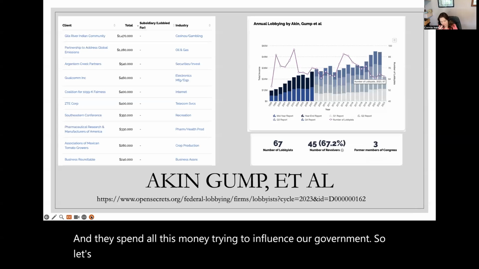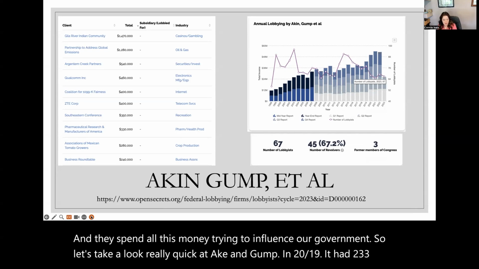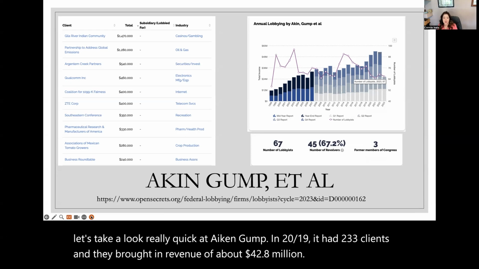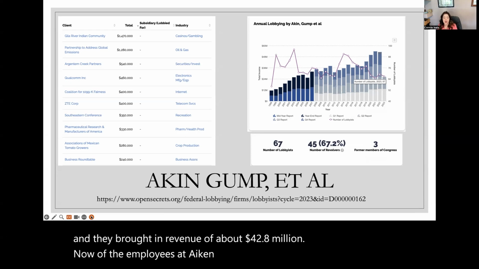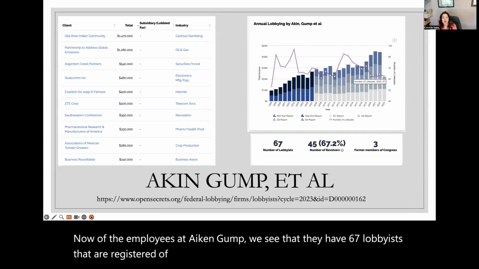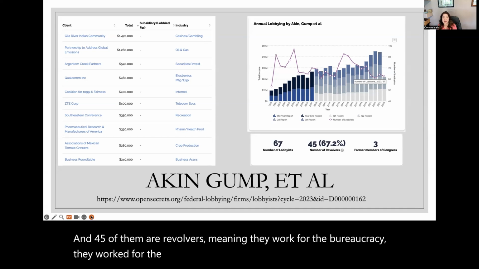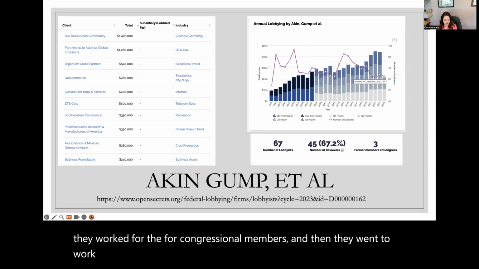So let's take a look really quick at Akin Gump. In 2019, it had 233 clients, and they brought in revenue of about $42.8 million. Now, of the employees at Akin Gump, we see that they have 67 lobbyists that are registered. Of those, 3 are former members of Congress, and 45 of them are revolvers, meaning they worked for the bureaucracy, they worked for congressional members, and then they went to work for Akin Gump to try and lobby our government.